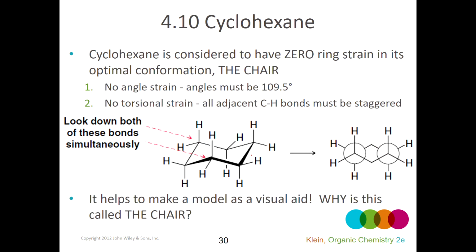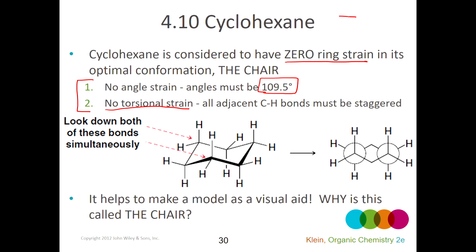The 6-membered ring is really nice. It has 0 ring strain. Its angles are a perfect 109.5 in its most stable or lowest energy conformation, and there's no torsional strain in its most stable, lowest energy conformation. So it doesn't have either of the two features that normally make a ring unstable.